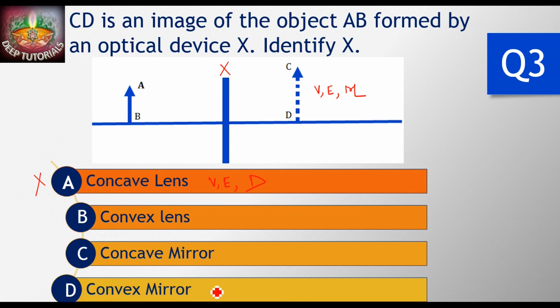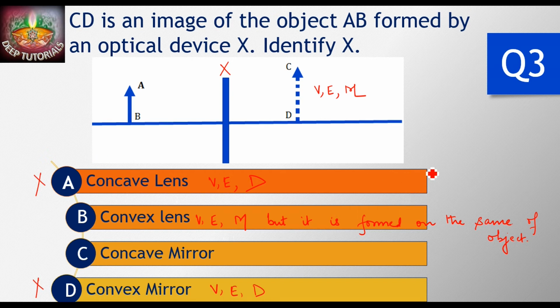Similarly, if we look at the convex mirror, the image is virtual, erect and diminished, so again over here option D is wrong. So we are left with convex lens and concave mirror. Now in a convex lens, the image is virtual, erect and magnified, but it is formed on the same side of the object. But in this case, the image is formed on the opposite side of this optical device. So the probable answer is concave mirror.